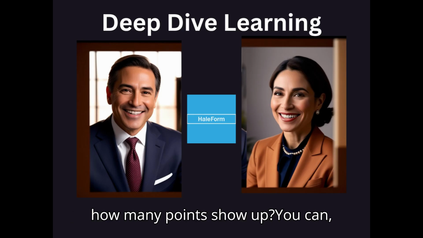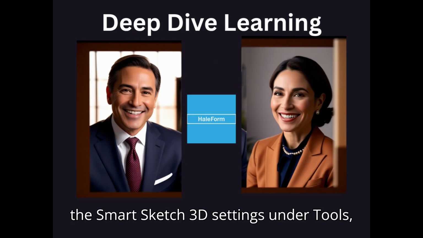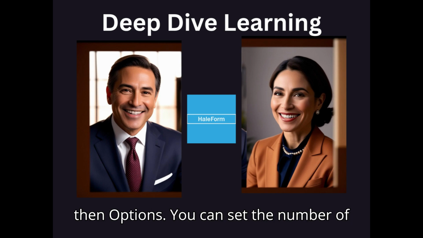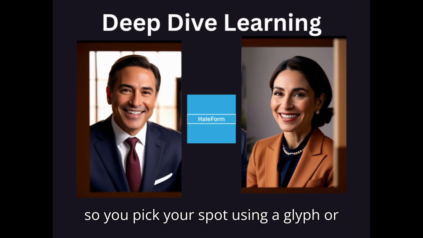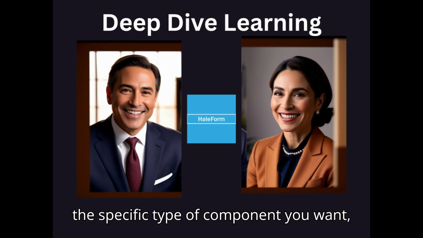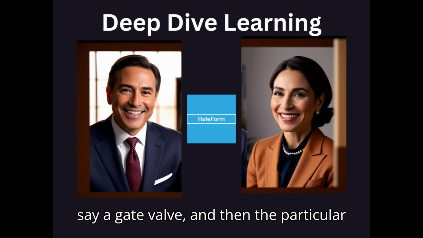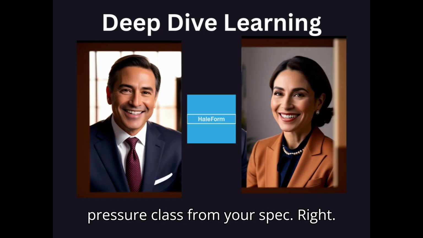Can you change how many points show up? You can, actually. That setting is tucked away in the SmartSketch 3D settings. Under Tools, then Options, you can set the number of divisor points there. Good to know. Okay, so you pick your spot using a glyph or just clicking. Then what? Then you choose the specific type of component you want, say a gate valve, and then the particular option, which is usually the size or pressure class from your spec.